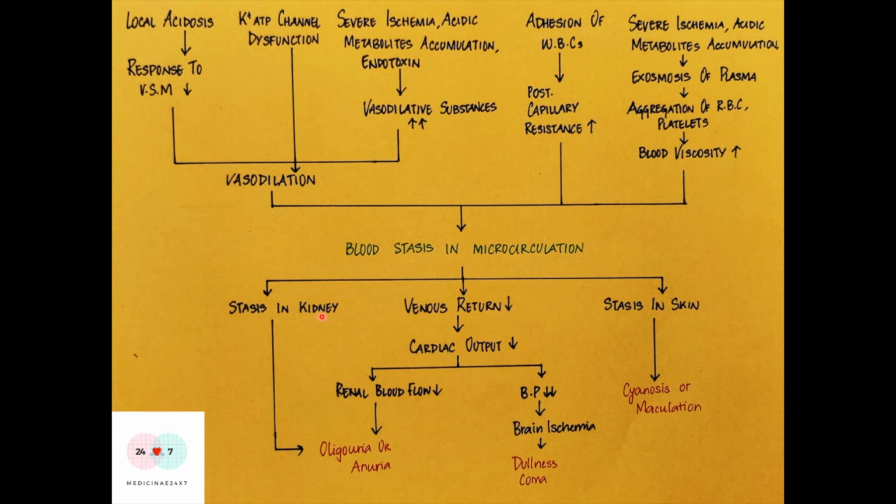Blood stasis in microcirculation causes decreased venous return and subsequent decreased cardiac output. Decreased cardiac output causes decreased renal blood flow, which further leads to oliguria or anuria. Decreased blood pressure causes improper brain perfusion, leading to several CNS manifestations. And there is stasis in the skin, which leads to cyanosis or maculation of skin. Stasis of blood in the kidney circulation also leads to improper kidney function, where one of the primary consequences is oliguria or anuria.